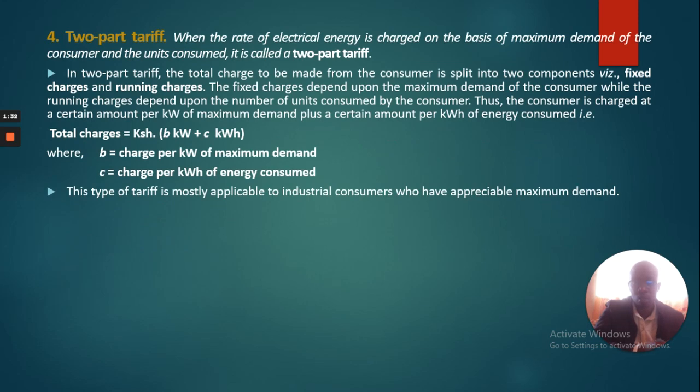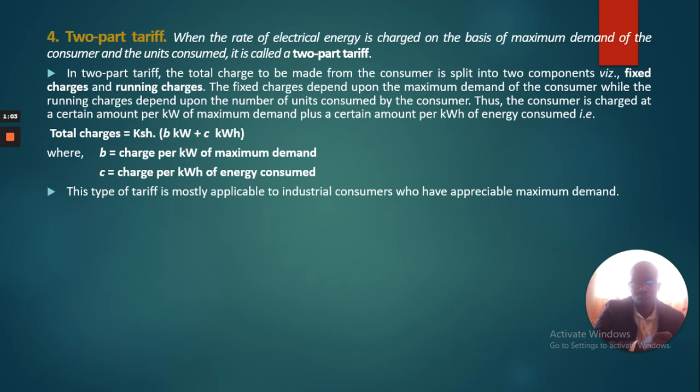The fourth type of tariff is the two-part tariff, and in this we are saying the rate of electrical energy is charged on the basis of the maximum demand of the consumer and the units consumed. So we are dividing it into two parts: the maximum demand, and what is called the units consumed. Maximum demand and the units consumed.